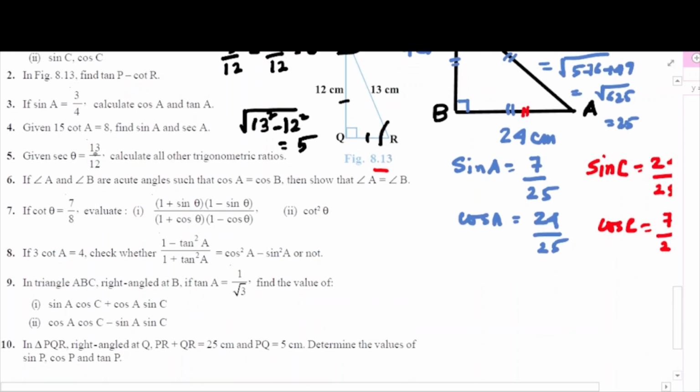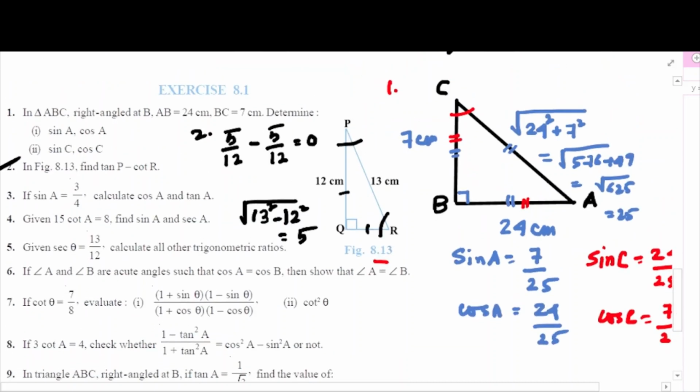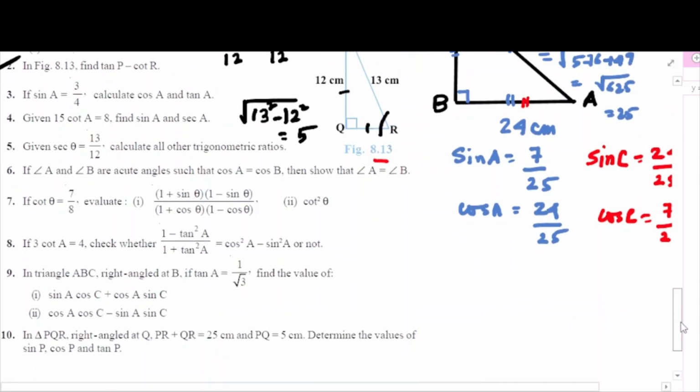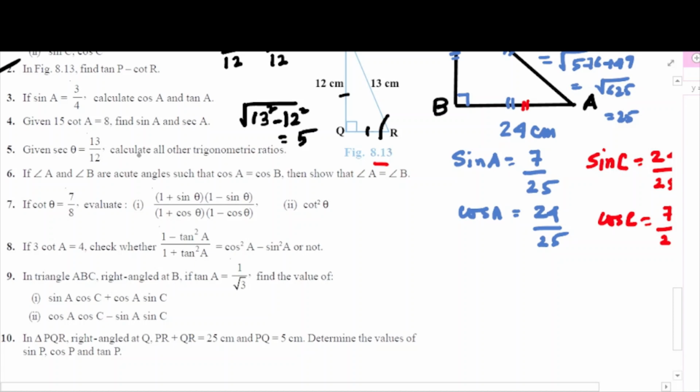Now for question number 3, what we have? Question number 1 and 2 done. For question number 3, what we have? Sin A equals to 3 by 4. We have to find the value of cos A and tan A. So how we can do it? Sin A equals to 3 by 4. Now if I draw the triangle, we can do it in many ways. So let me show you this one by using triangle.